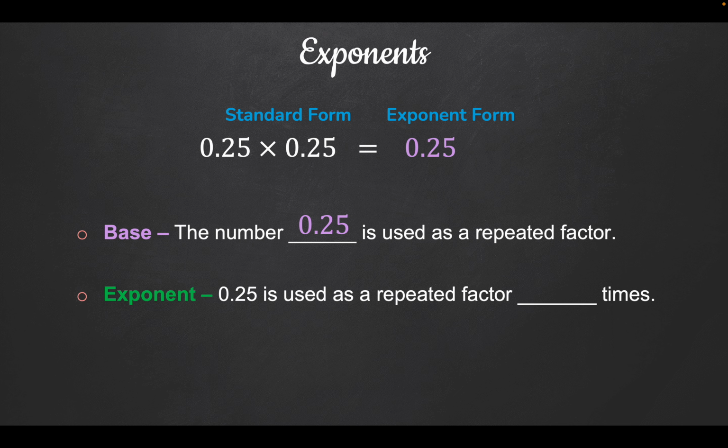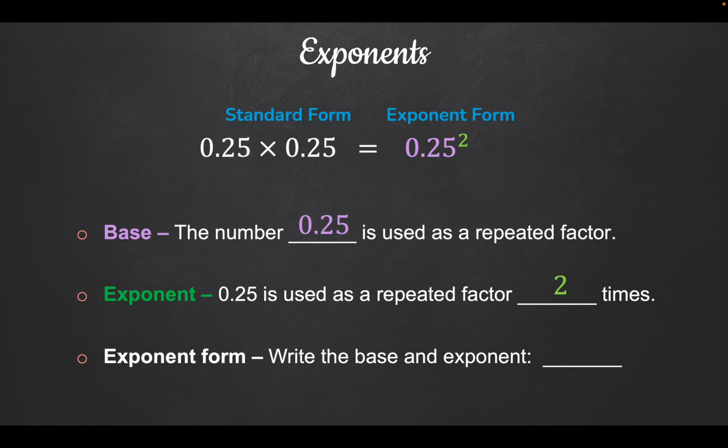And then our exponent, we have to figure out how many times this repeated factor appears. How many times our number is being multiplied by itself. So 25 hundredths is used as a repeated factor blank times. That would be 2 times. So in order to write this in exponent form, we have to write the base and the exponent together. And we have 25 hundredths to the power of 2. Or we could say 25 hundredths squared. That's another way of saying to the power of 2. And that's it.